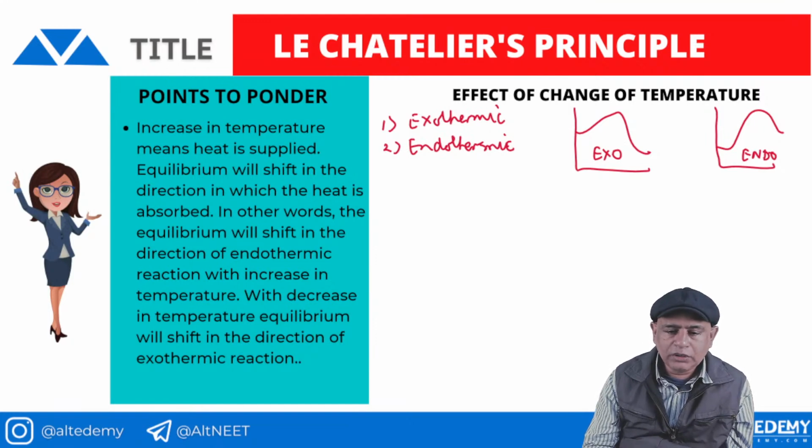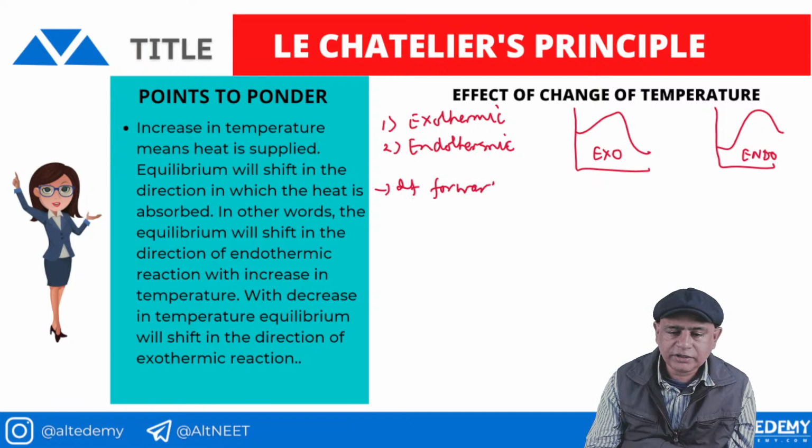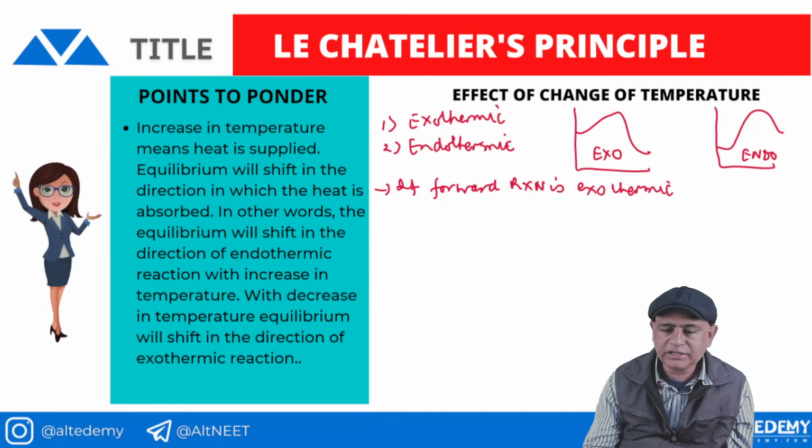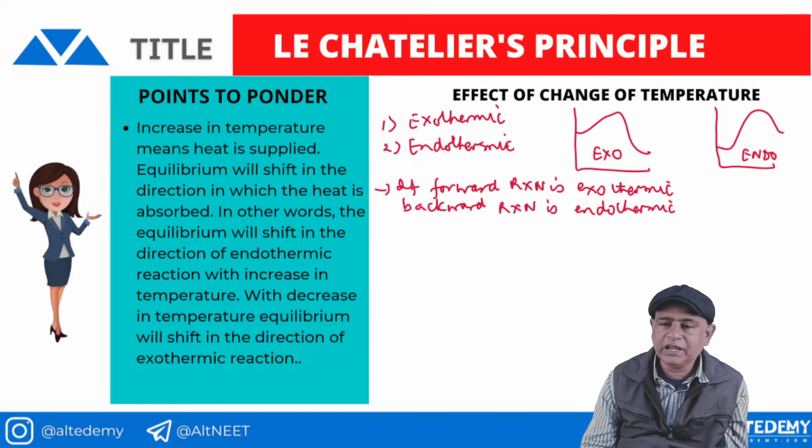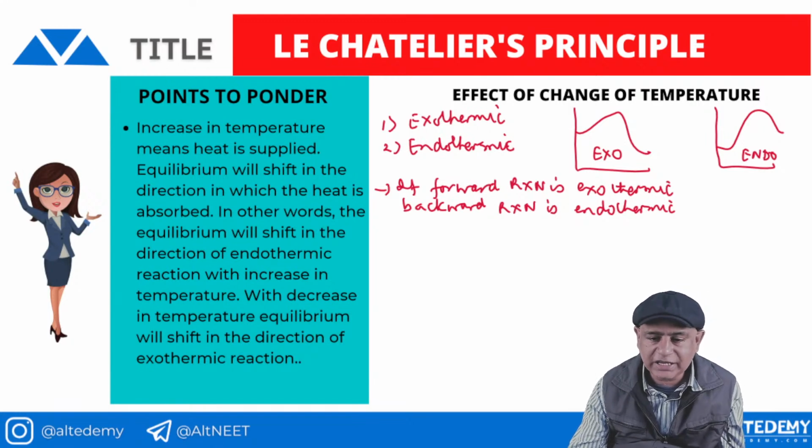Now, if the forward reaction is exothermic, obviously the backward reaction is endothermic. Right? If the forward reaction is exothermic, the backward reaction is endothermic. We should bear this in mind. You can see here the nature of this graph and the nature of this graph are just opposite to each other.